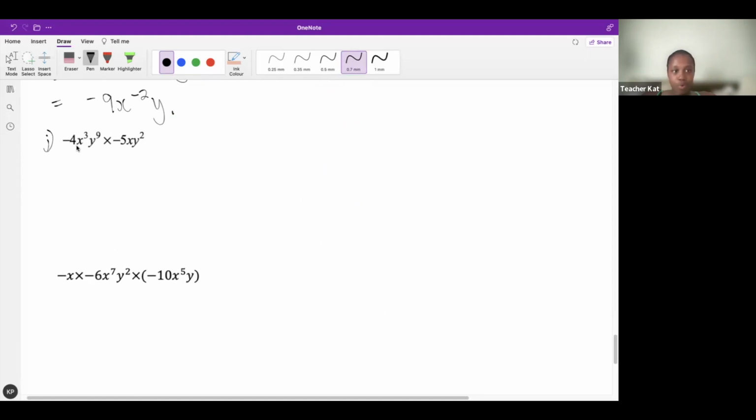Right, we have negative 4x cubed y to the power of 9 times negative 5xy squared. Okay, a negative and a negative is going to give us what? A negative and a negative will give us a positive answer. And 4 times 5, 20. And then x to the power of 4 and y to the power of 11.